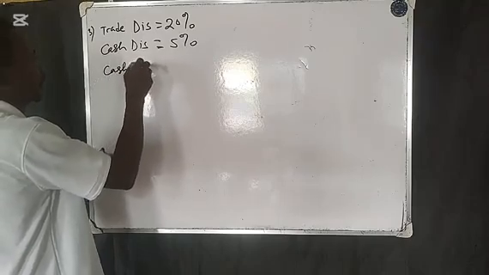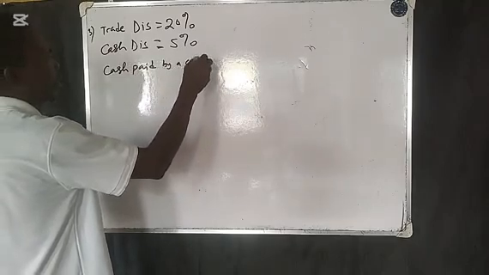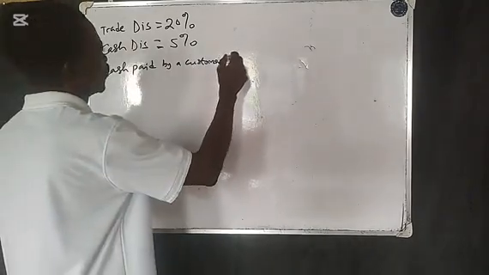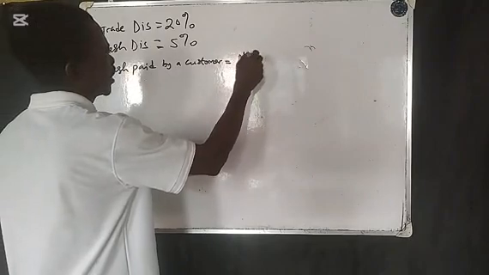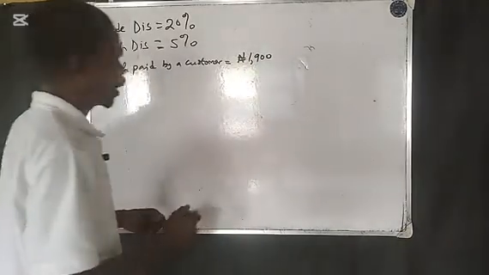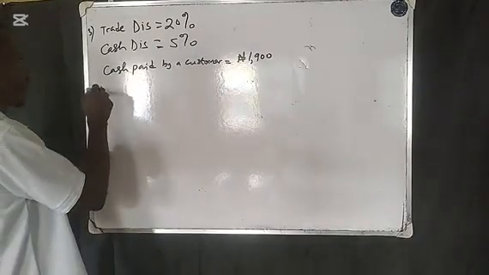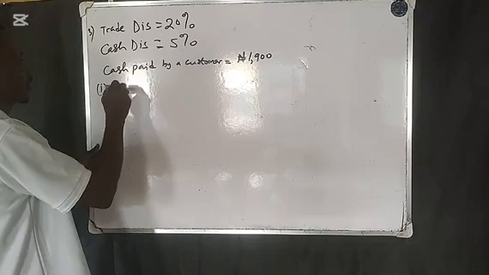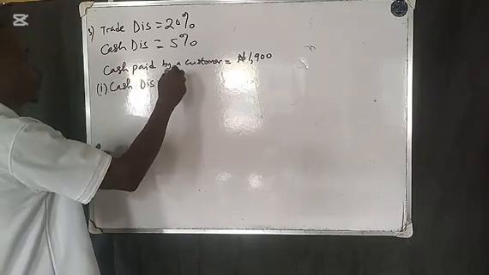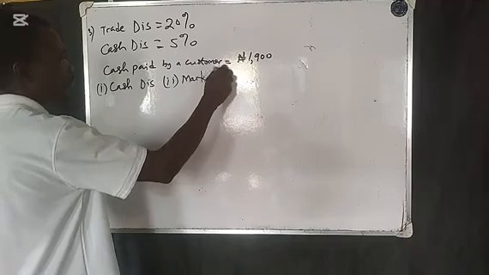Cash paid by a customer is equal to what? 1,900. A customer pays 1,900. This is what the customer paid. And what now happens? Okay, 1, cash discount, 2, marked price. Can we go together?